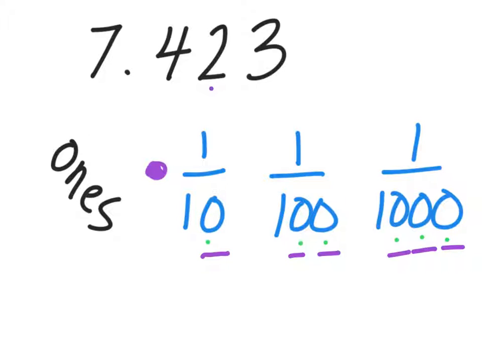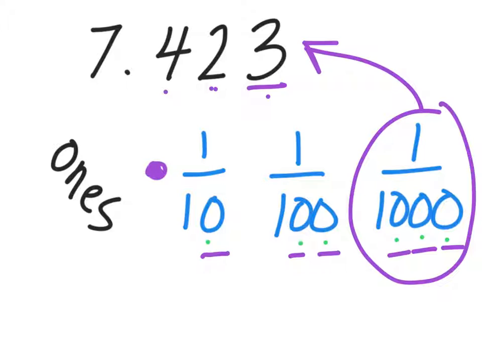that decimal point. And in this number, 7.423, to help me read it properly, my 3 is 1, 2, 3 away from my decimal point, so I know that it's going to be in the thousandths. So when I read this number, I will read it 7 and 423 thousandths.